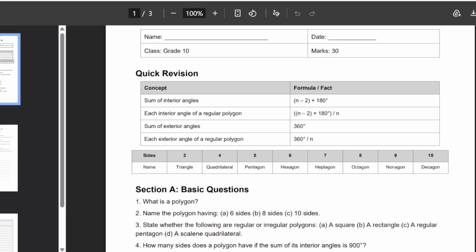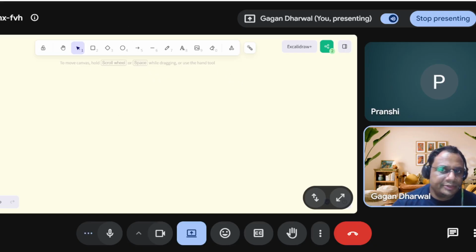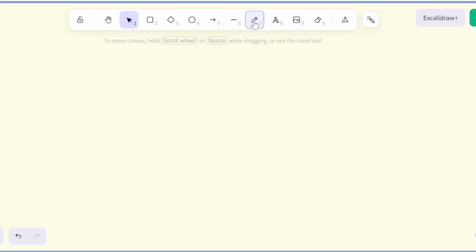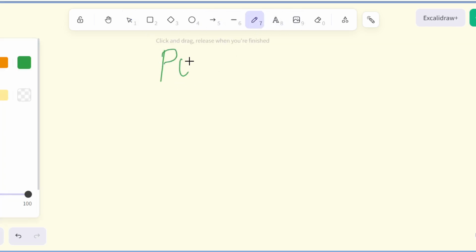So today we'll do polygons, Pranshi. Okay, do you know what is a polygon? Doesn't it have like 8 sides or something? Or is that 6 sides? I don't know. What is a polygon? Is it a shape? It is a shape. Yes, it is a shape.